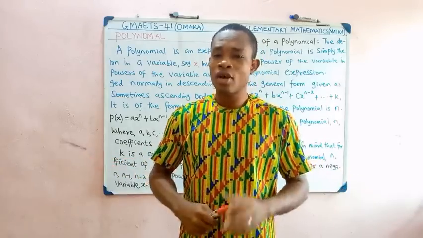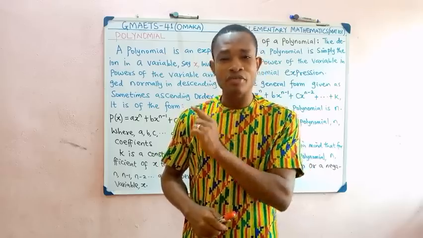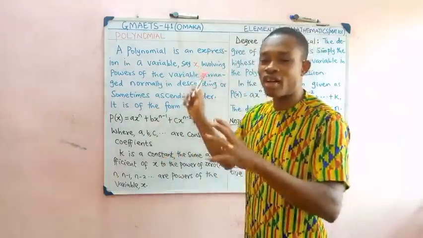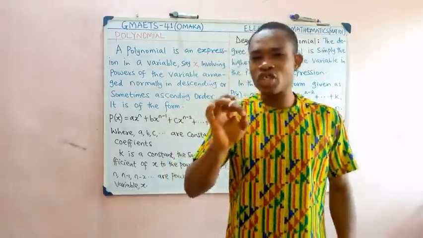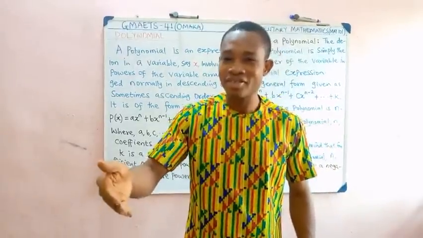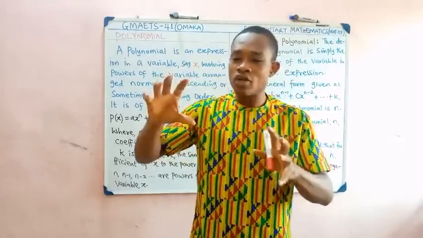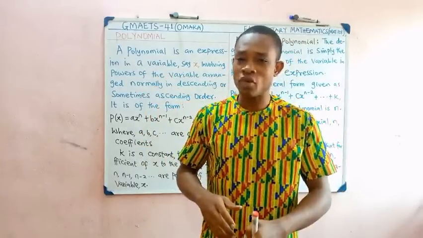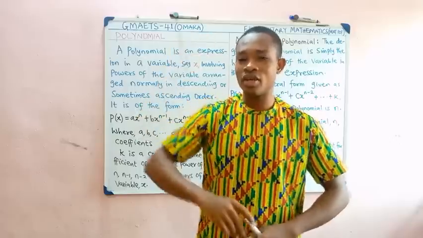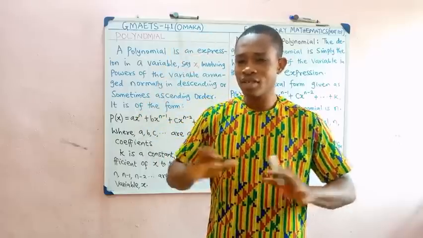Is that okay? So we are going to define our polynomial here in terms of the variable x. Does that make sense? So we'll be consistent with the use of x here. So let's go. A polynomial is an expression in x such that the powers of x are arranged either in descending, that is decreasing form, or ascending, that is increasing order. That's simply what a polynomial is.